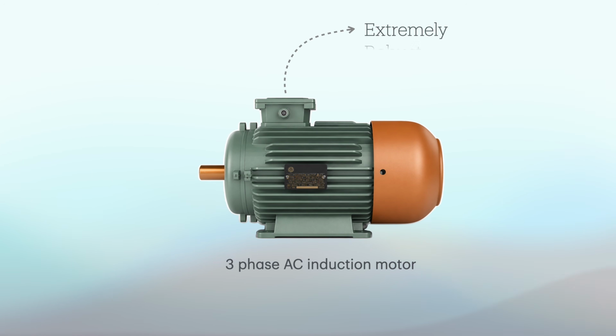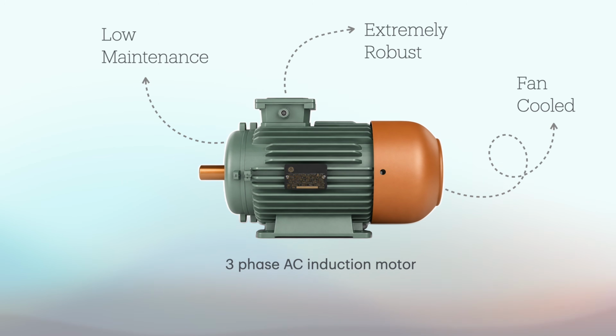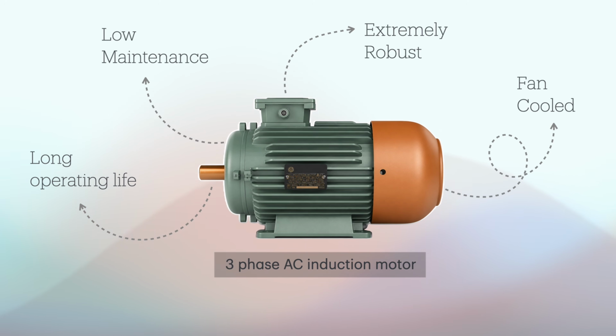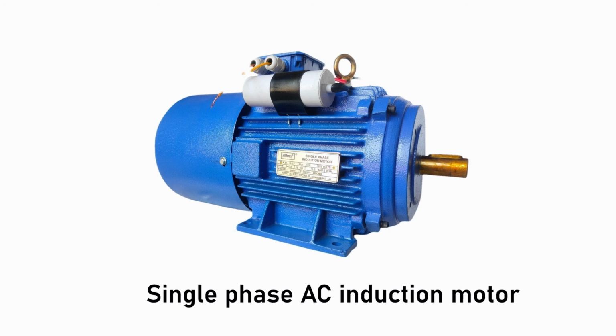These motors are extremely robust, low maintenance, fan-cooled, and have a very long operating life. Almost 70% of all motors used in heavy machinery are 3-phase AC induction motors. Now, if a 3-phase power supply is not available, then single-phase AC induction motors can also be used in these applications. But compared to 3-phase AC induction motors, they are usually less efficient and less robust.